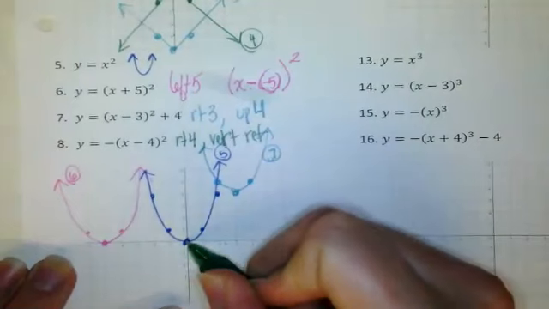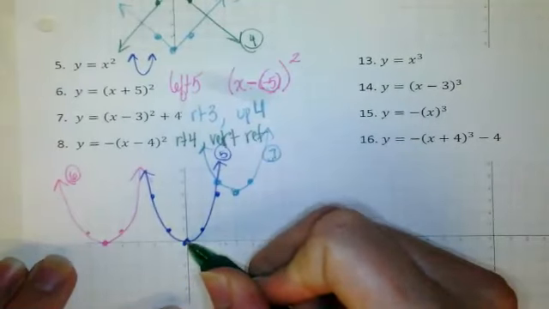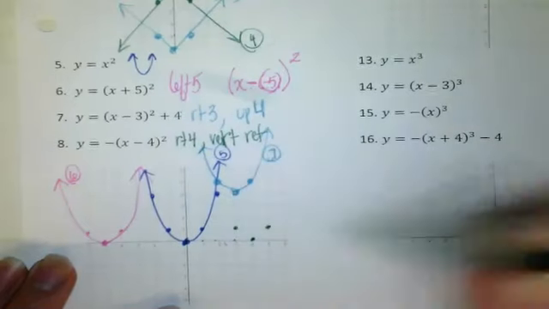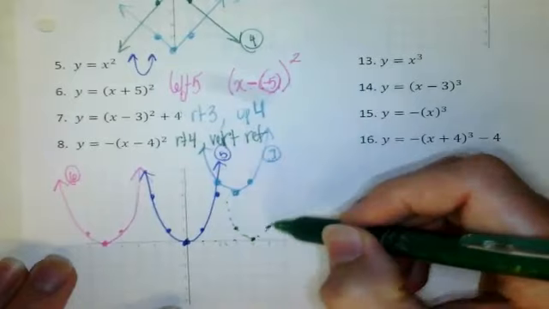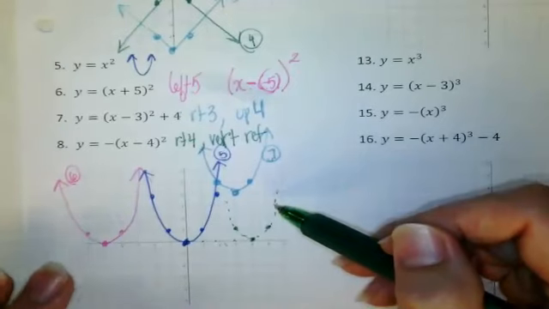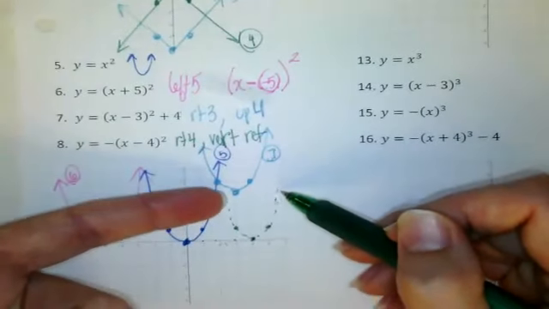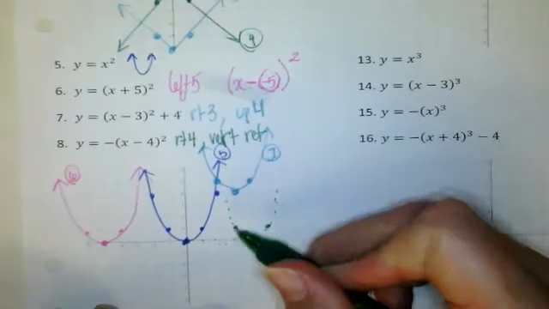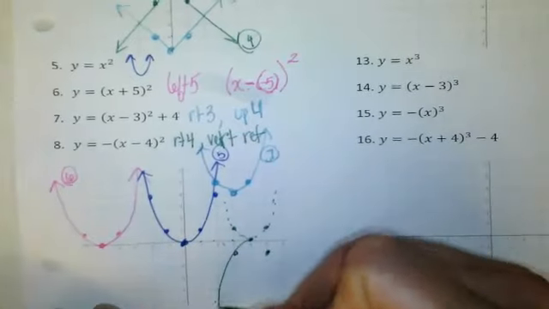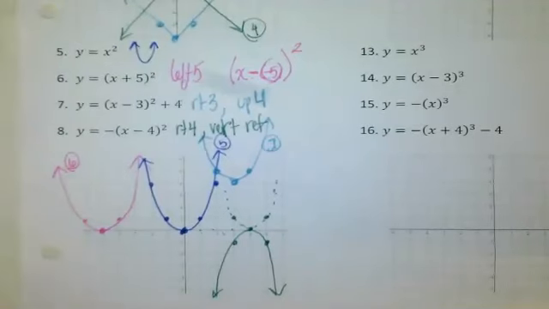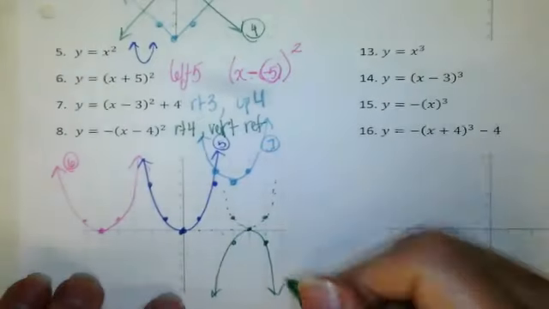I'm going to take my original parent function and shift it right 4 units. 1, 2, 3, 4. I'm just going to put some marker dots there. You can imagine there it is, my function shifted right 4 units. But now I also need a vertical reflection. So my positive y values are going to flip. Positive 1 becomes negative 1. So my parabola flips upside down. Okay? And that was number 8.